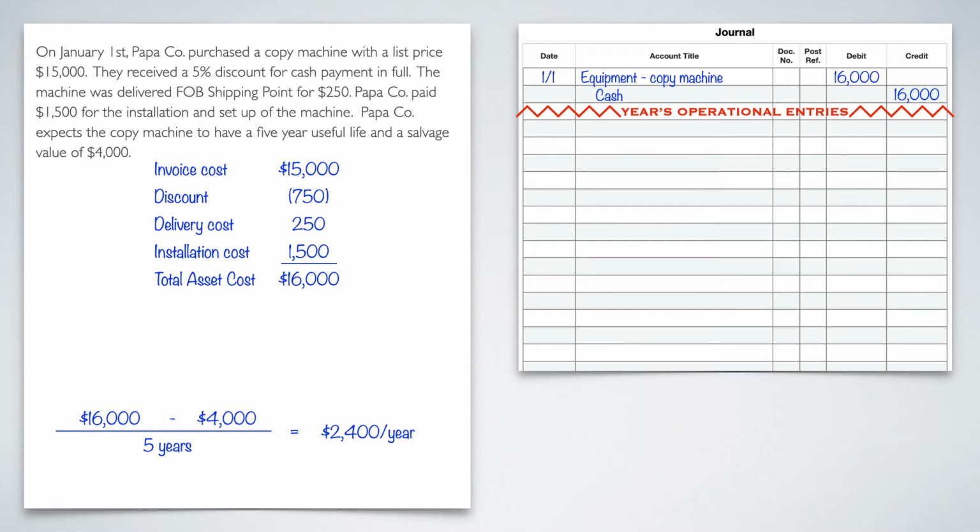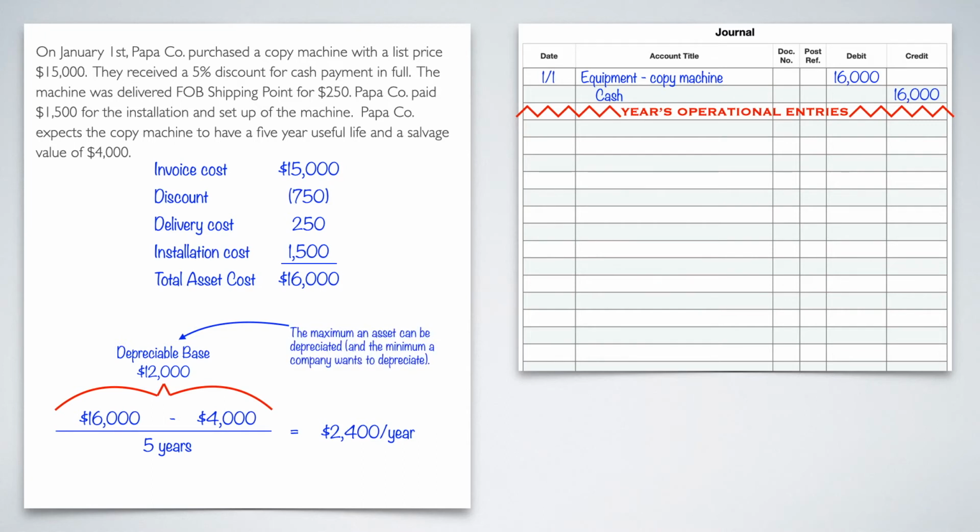Now before we move on, there's something really important about this equation that I want you to pay attention to, and that is the numerator, the 16,000 minus the 4,000. That amount is going to equal 12,000, and that's what we call the depreciable base. That's a very, very significant number. The depreciable base is the maximum an asset can be depreciated and the minimum a company wants to depreciate. So that is the max number and min number you want to hit in total depreciation over the life of this asset. We don't want to go past it, and we don't want to go under it.